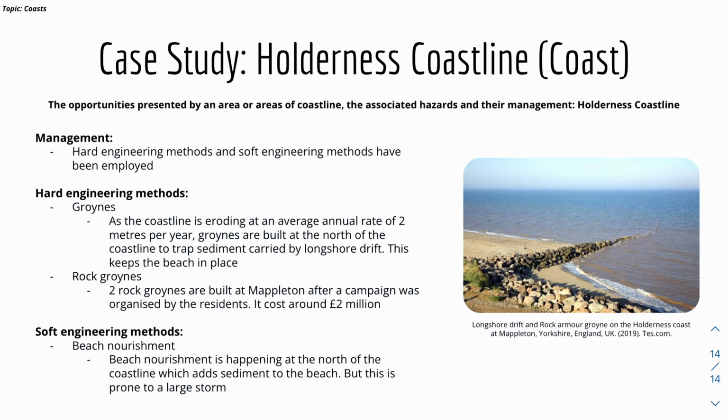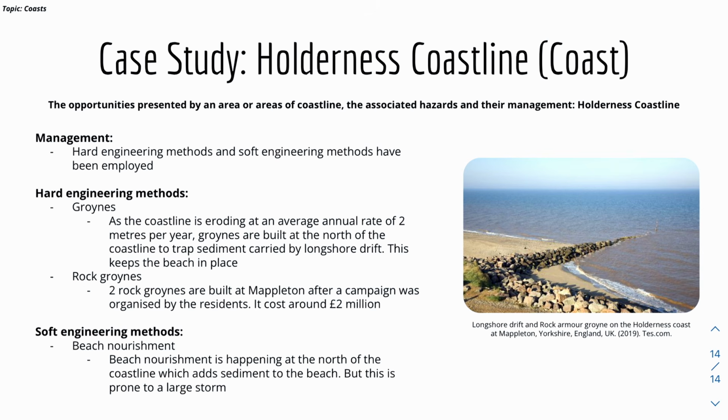And lastly, we'll look at the management of the Holderness Coastline. So hard engineering methods and soft engineering methods have been employed, as I mentioned. The hard engineering methods employed include groins and rock groins, which are very similar. For the groins, as the coastline is eroding at a fast annual rate, groins are built at the north of the coastline to trap sediment carried by longshore drift, and this keeps the beach in place. And the same for rock groins.